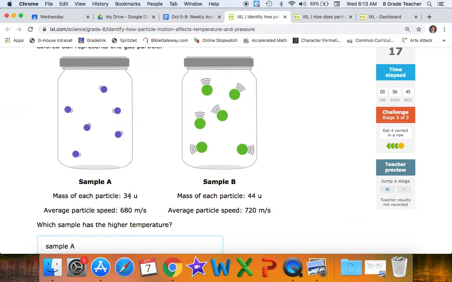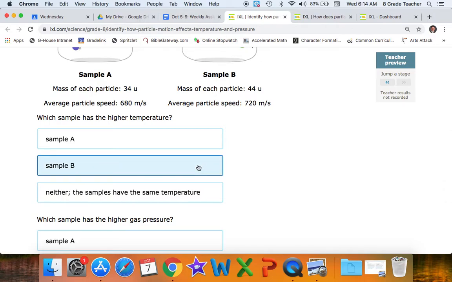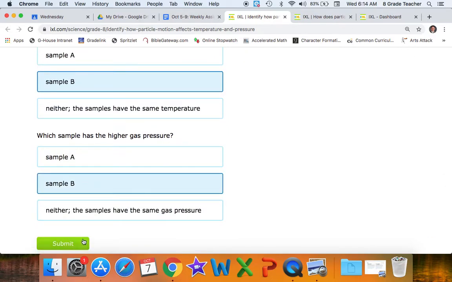Sample A and sample B, 34 and 44, 680 and 720. Both of those are larger in B and the same number of particles in each. We're going to say that B has the larger pressure and temperature.